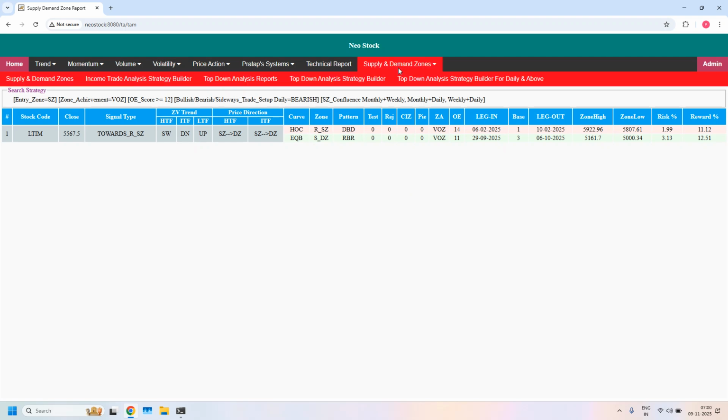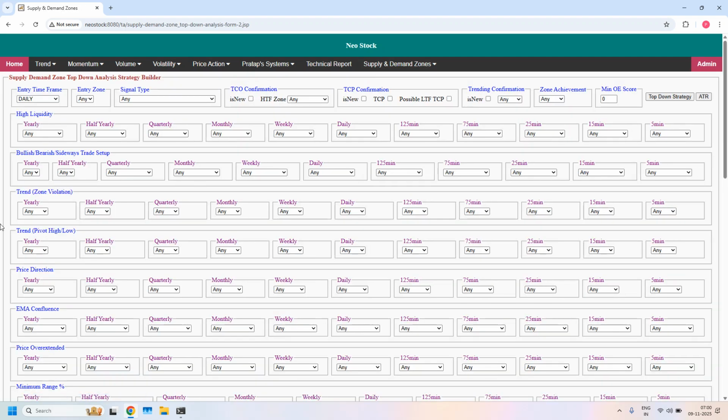Next, I am generating weekly income trade reports. First, weekly income trade sideways long trade setup. Entry time frame 75 minutes. Entry zone demand zone. Here bullish or bearish or sideways at 75 minutes, I am selecting sideways long. Zone achievement violated opposing zone. Minimum odd enhanced score 11 for sideways.